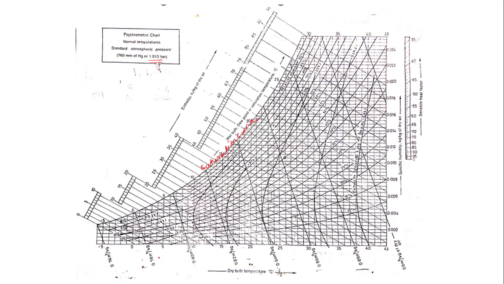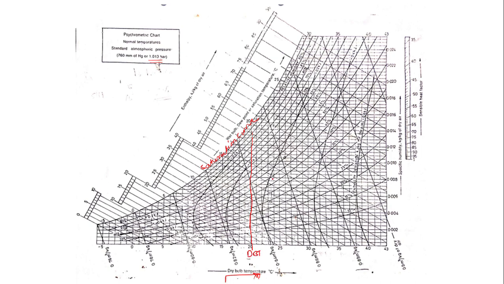Then on the x-axis you can see the temperatures -5, 0, 5, 10 and likewise. So these are nothing but the dry bulb temperature lines. The lines which are running vertically over here, these are the dry bulb temperature lines. Okay, these are nothing but the DBT lines.